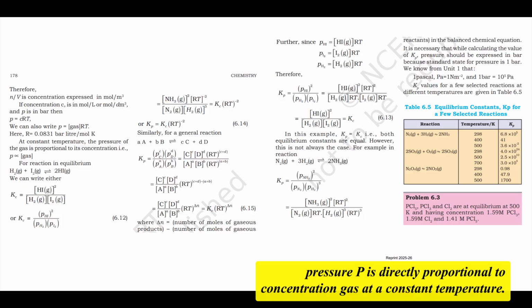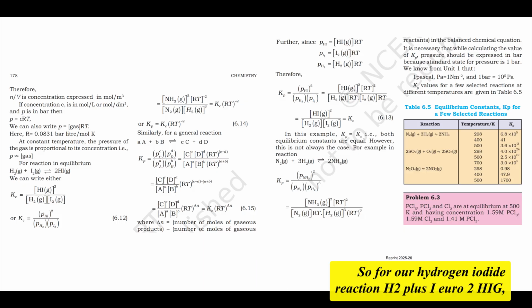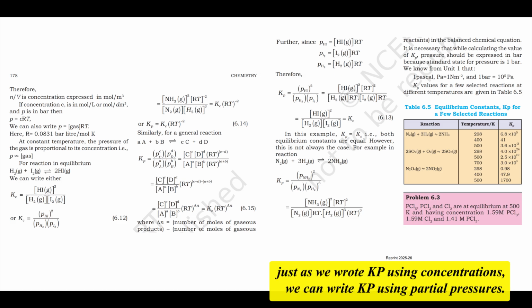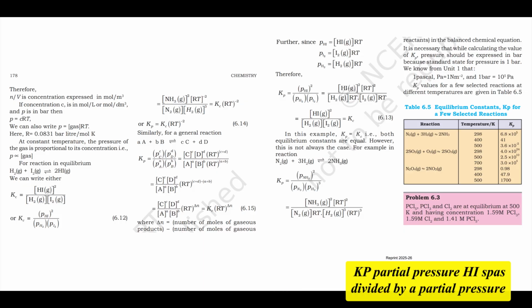So for our hydrogen iodide reaction, H2(g) plus I2(g) equals 2HI(g), just as we wrote Kc using concentrations, we can write Kp using partial pressures. Kp equals partial pressure of HI squared divided by partial pressure of H2 multiplied by partial pressure of I2. We often write partial pressure as p sub HI, p sub H2, etc.